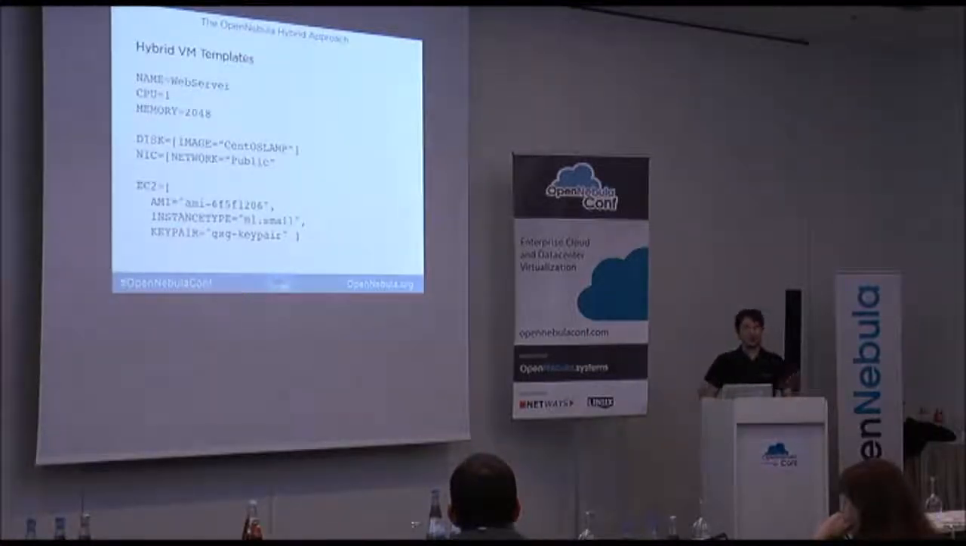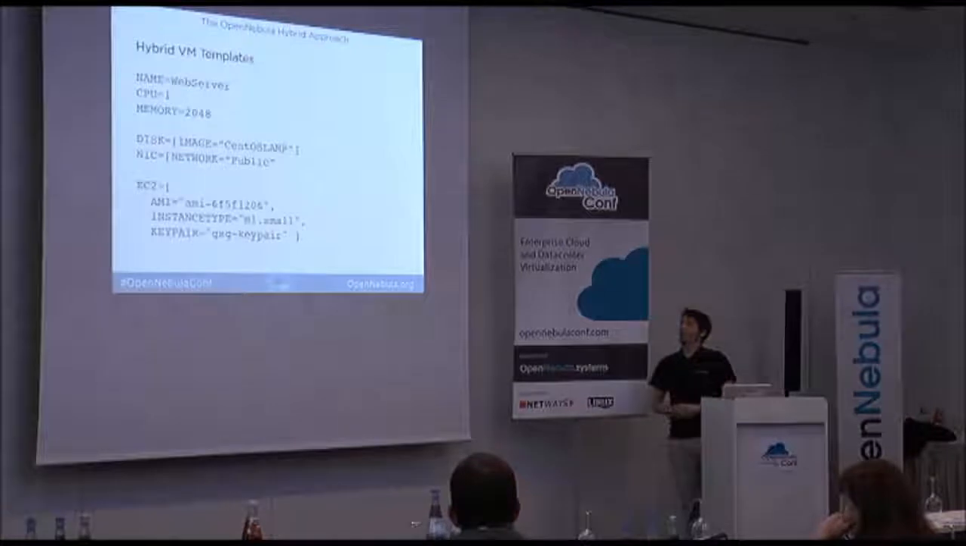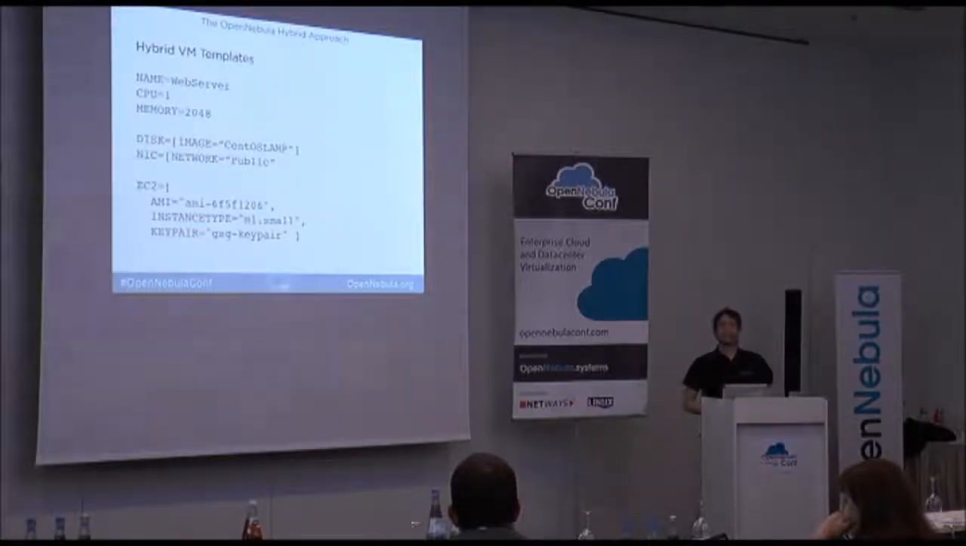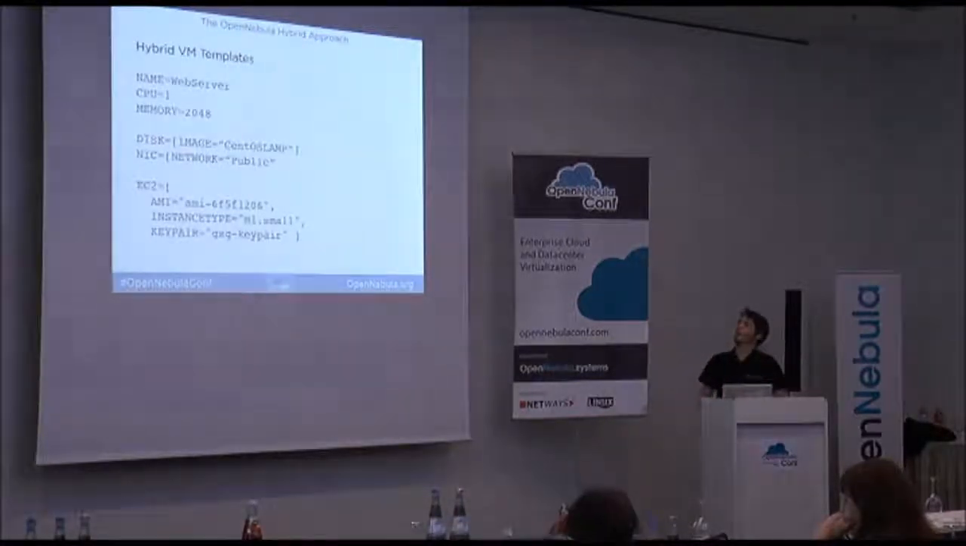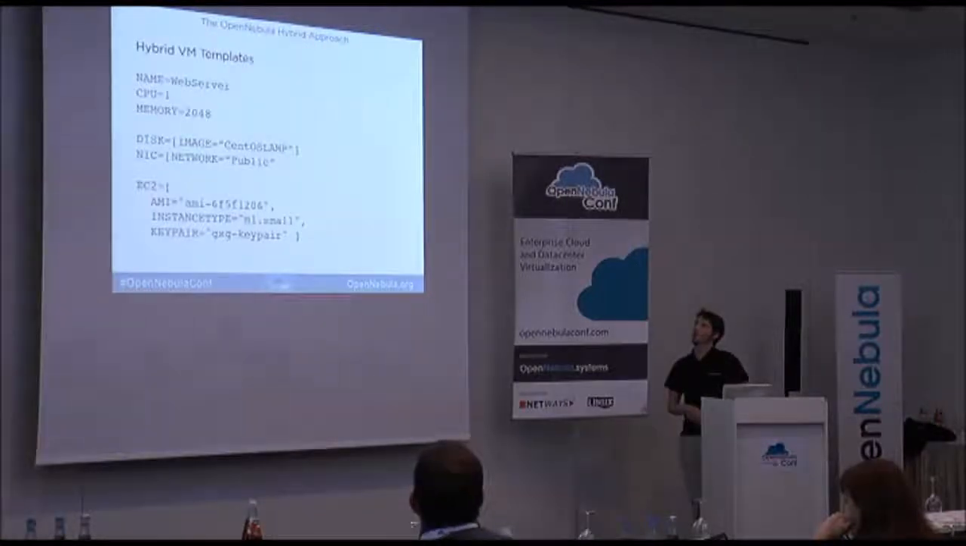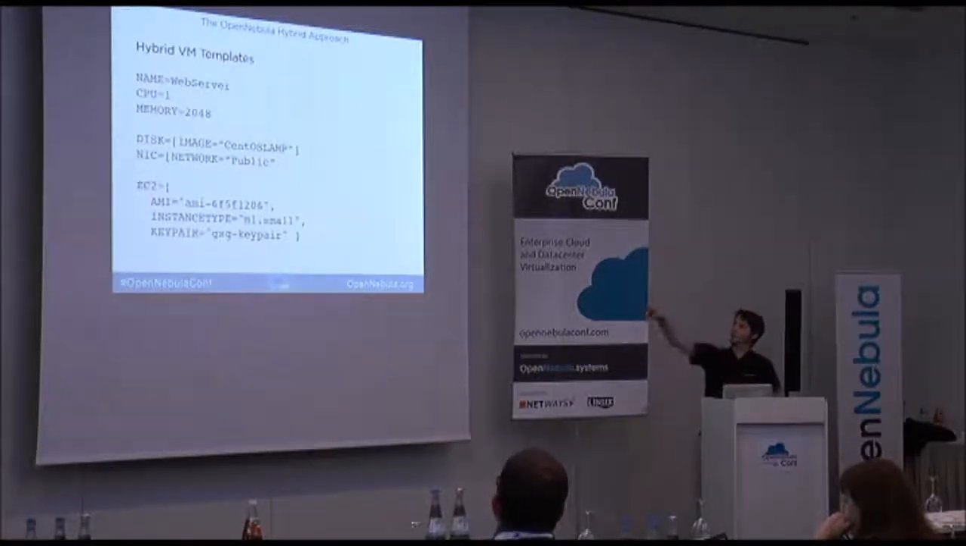If OpenNebula is trying to place this template into a local KVM hypervisor, it knows that it has to copy that image and link that virtual machine to this network interface, and you have your web server running locally. But if OpenNebula doesn't find any spare place in your local infrastructure, it will try another host, maybe the public EC2 host. So it will use that section of the template.